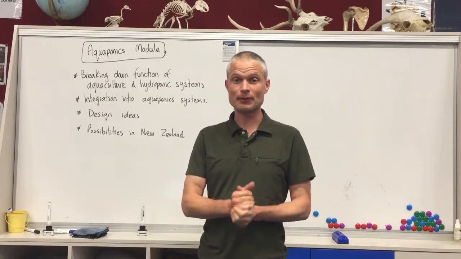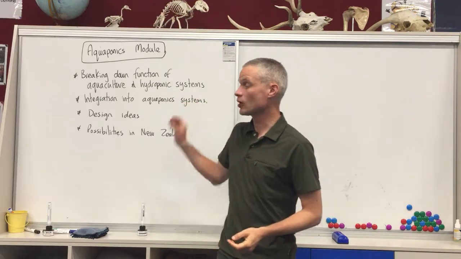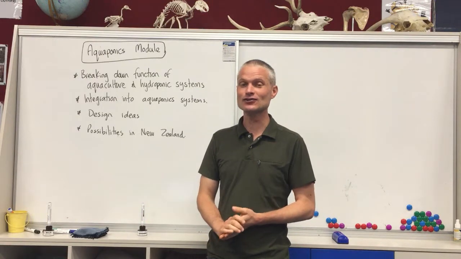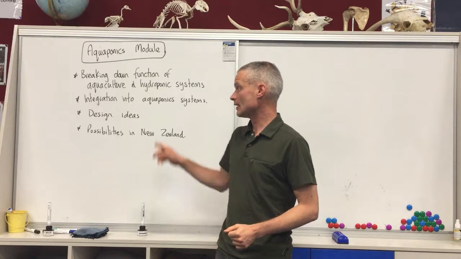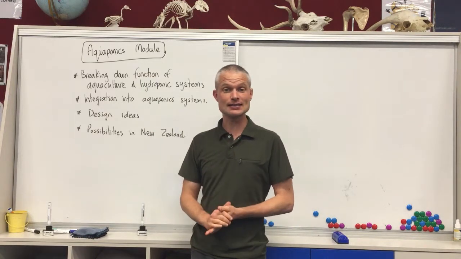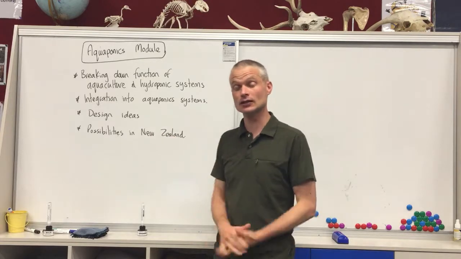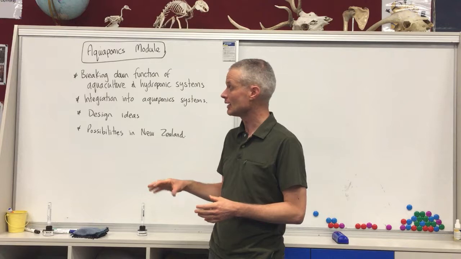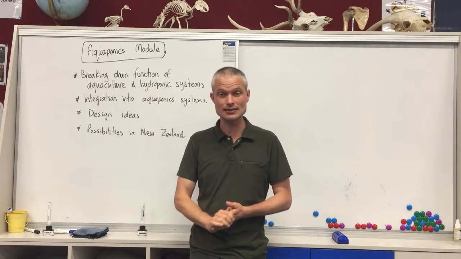In this module we're going to break down the elements of an aquaponics system, so the aquaculture part and the hydroponic part, and look at how the two can be integrated together into an aquaponics system. Then look at some different design ideas, so what kind of possibilities there are, and in particular in the New Zealand context, some suitable plant and animal species that can be beneficially integrated together to create a nice aquaponic system.